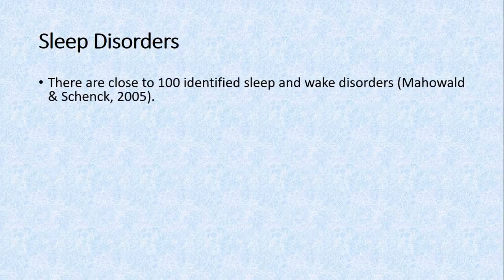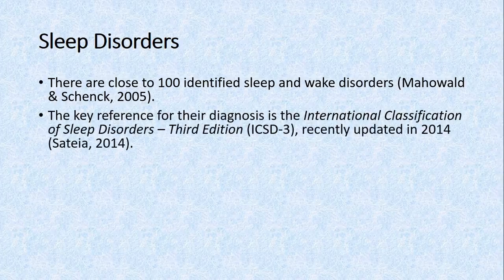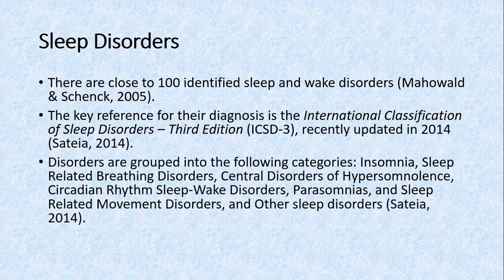There are close to 100 identified sleep and wake disorders. The key reference for their diagnosis is the International Classification of Sleep Disorders, 3rd edition, recently updated in 2014. Disorders are grouped into the following categories: insomnia, sleep-related breathing disorders, central disorders of hypersomnolence, circadian rhythm sleep-wake disorders, parasomnias, sleep-related movement disorders, and other sleep disorders.